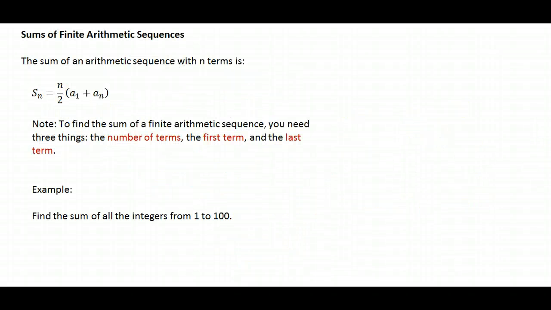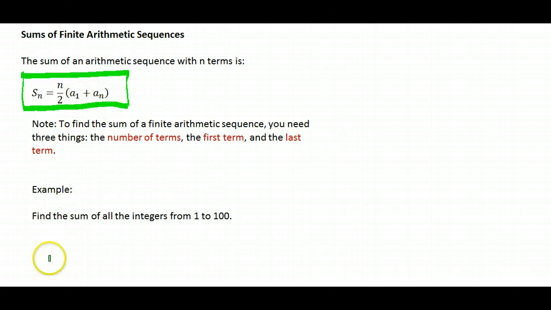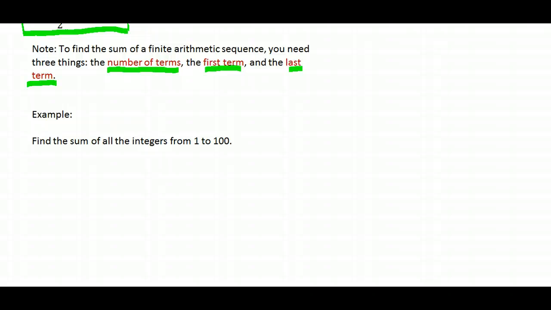So what happens if I have an arithmetic sequence and I'd like to add up all those terms and see what the sum of them is? Well, we have a nice little formula for that. The sum of n terms of an arithmetic sequence is n over 2 times the first term plus the last term. So you need three things. You need to know how many terms you're adding up. You need to know the first term in the sequence and the last term. Okay? So let's try that with a problem.